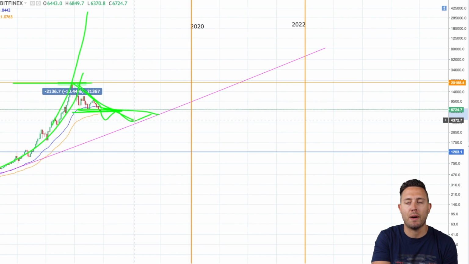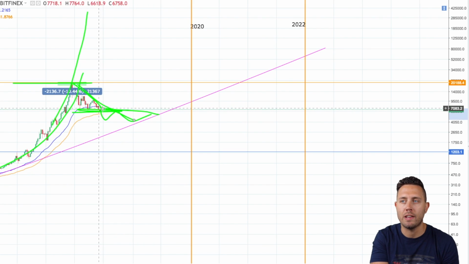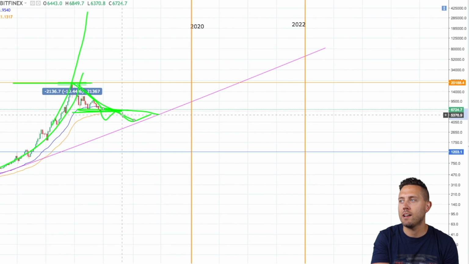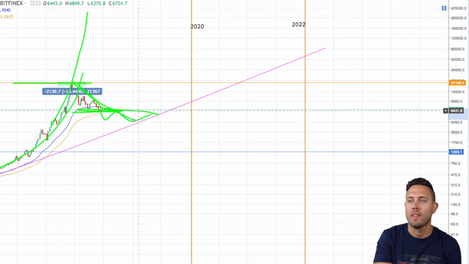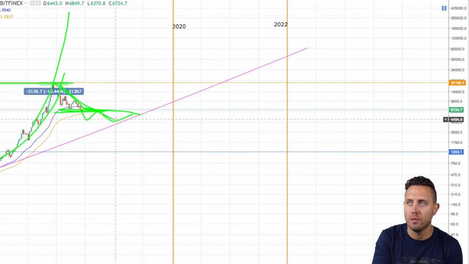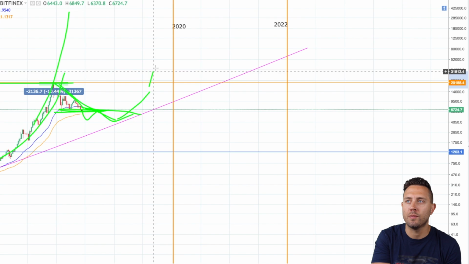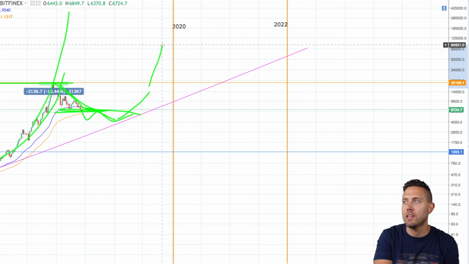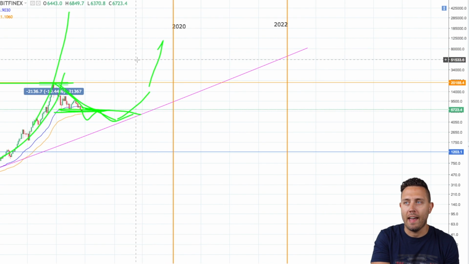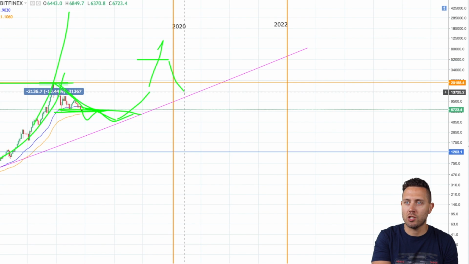And it's very possible that we consolidate further down, kind of in that 3,000, 5,000 area until we have another move back up. So we could be at another parabolic move in 2019, 2020 to who knows where, and then a pullback down. So it's a slow growth.